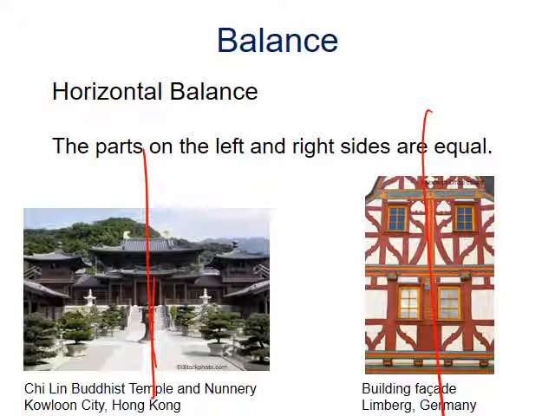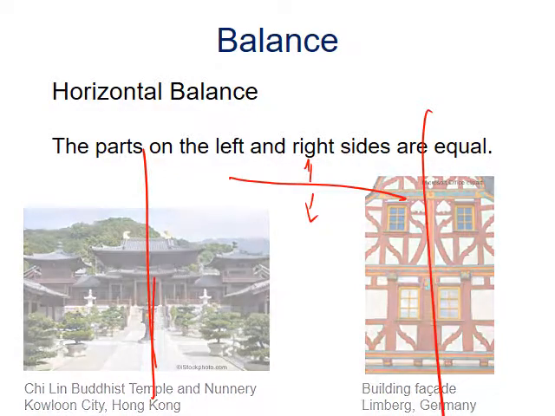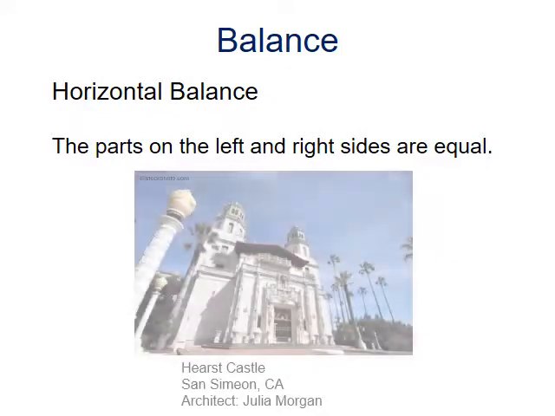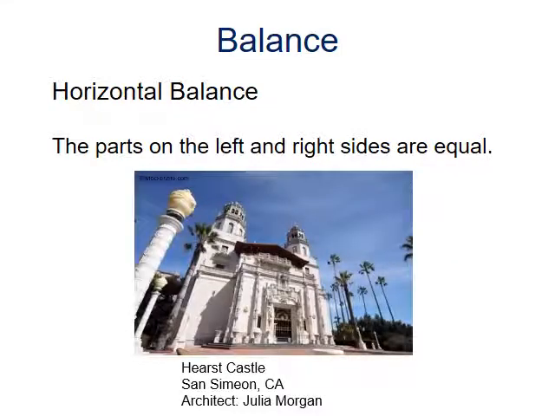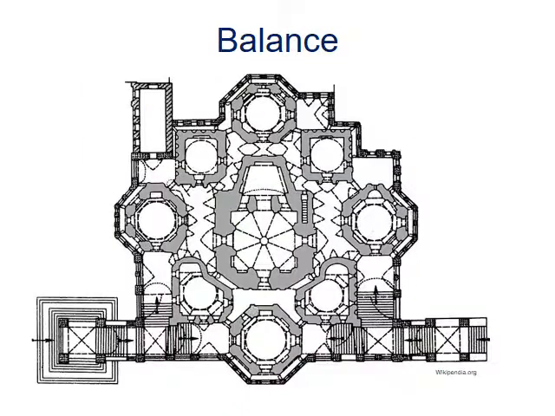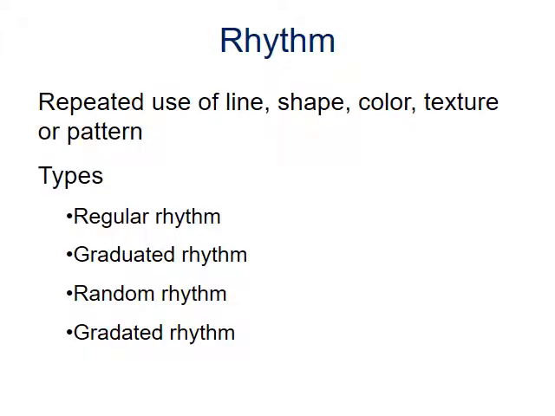The other one created balance when it came to vertical balance, it was equal on top and bottom. So horizontal balance, the parts on the left and right are equal. Just another example, Hearst Castle, beautiful. Just split it down the horizontal side. Balance is a great example of what it might look like inside.